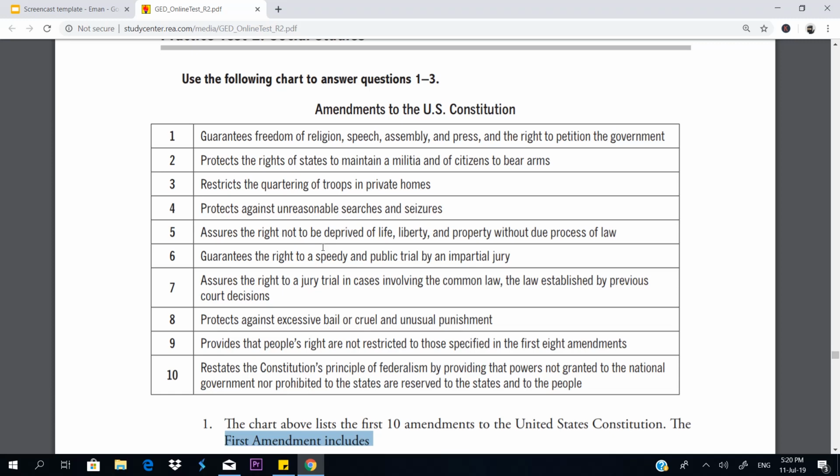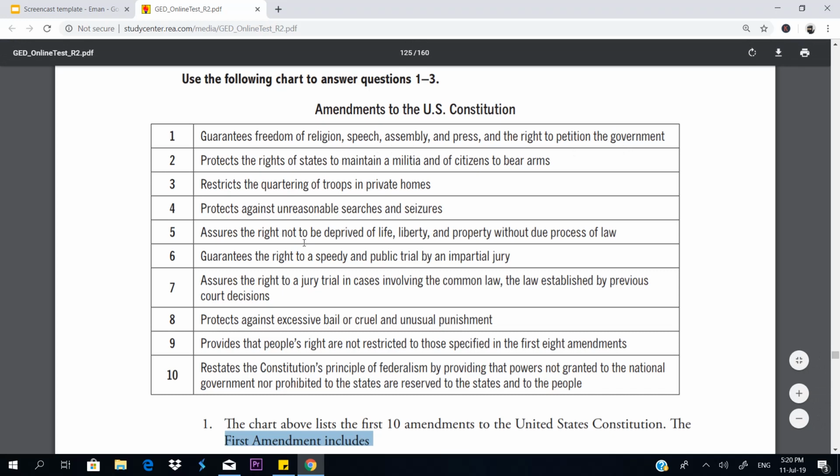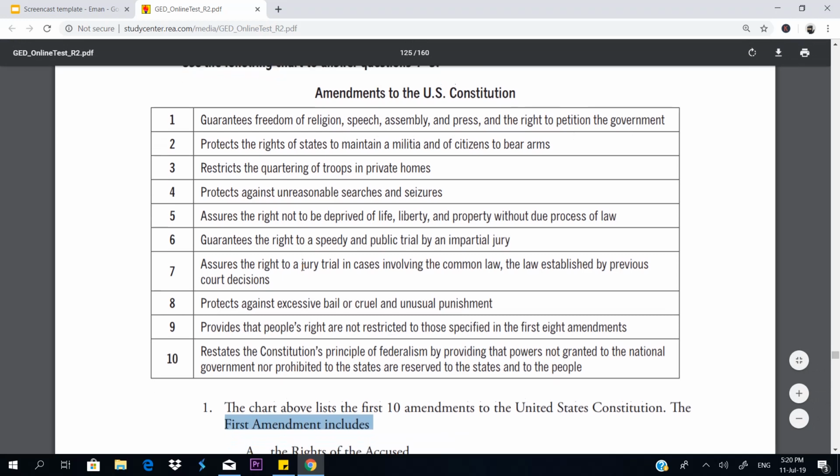So here we have certain guarantees, certain rights of freedom, shall we say, being offered to citizens in the US. Well, how many are there? We have the right of freedom of religion, freedom of speech, freedom of assembly, freedom of press, and the right to petition the government. That's 1, 2, 3, 4, 5. So there are 5 of them there, okay?